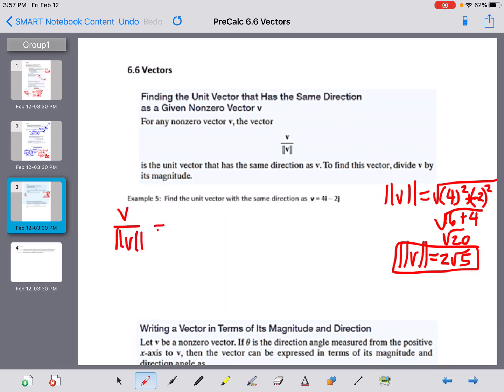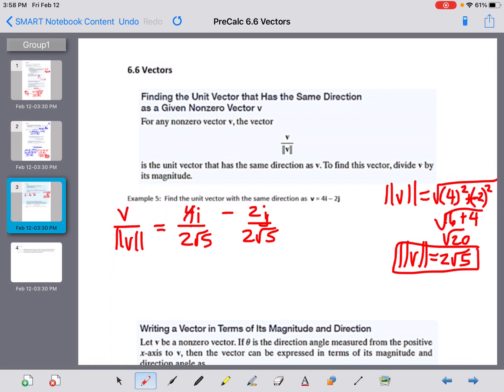All right, so my rule says v over the magnitude of v. Okay, and many of these things are on your formula sheet, so you don't have to worry about memorizing them, just know how to use them. So I have 4i, and I'm going to separate them into minus 2j. I'm going to put 4i over 2 square root of 5. I'm going to put 2j over 2 square root of 5 because I'm dividing by that magnitude. It's just math time here.